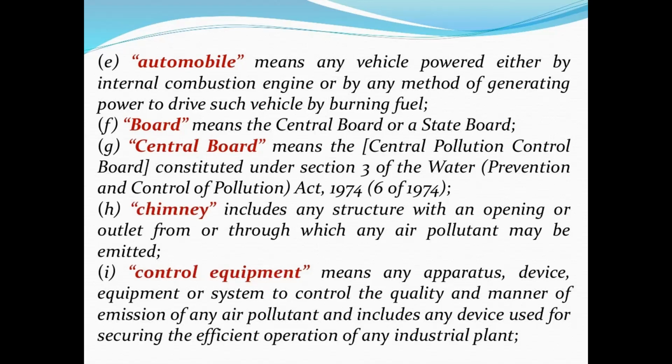handle these phenomena. Then chimney includes any structure with an opening or outlet from or through which any air pollutant may be emitted. Okay, then control equipment means any apparatus, device, equipment or system to control the quality and manner of emission of any air pollutant and includes any device used for securing the efficient operation of any industrial plant. Okay, so control equipment म्हणजे the devices, okay, असे डिव्हाइसेस जेणेकरून जे इंडस्ट्रियल प्लांट मधनं इमिशन बाहेर निघत आहे त्याला कंट्रोल करून जर ते डिव्हाइसेस ठेवत असेल अशा डिव्हाइसेसला आपण काय म्हणतो कंट्रोल इक्विपमेंट.